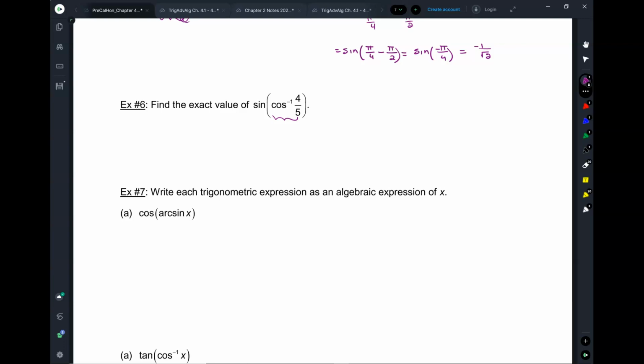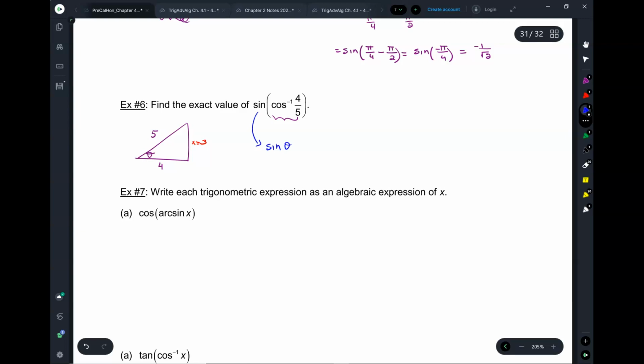Okay? Let's draw a representation of that. The cosine is 4/5. Yeah? So that's the angle we're talking about. That's that angle theta we're talking about. And then we know that this side is equal to 3, that missing side. So now, if I go back outside, what's the sine of that mystery angle? 3/5. Okay? So, I have a mystery angle. The cosine is 4/5. Find the sine.